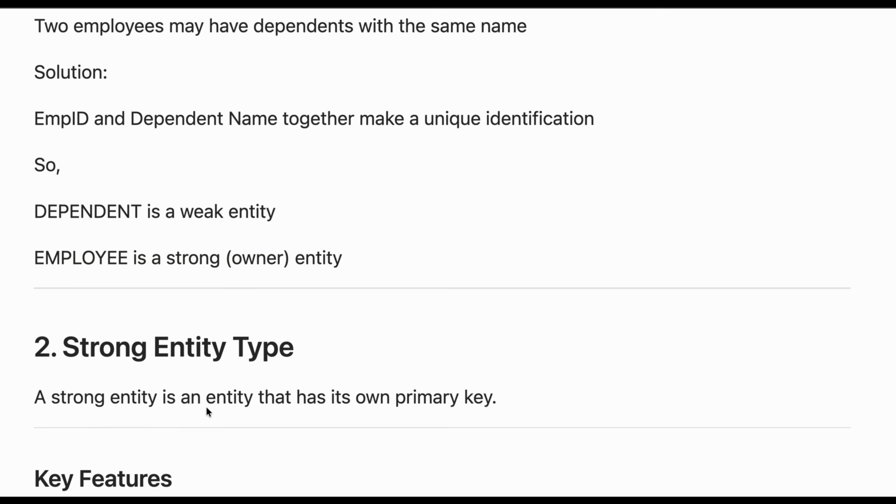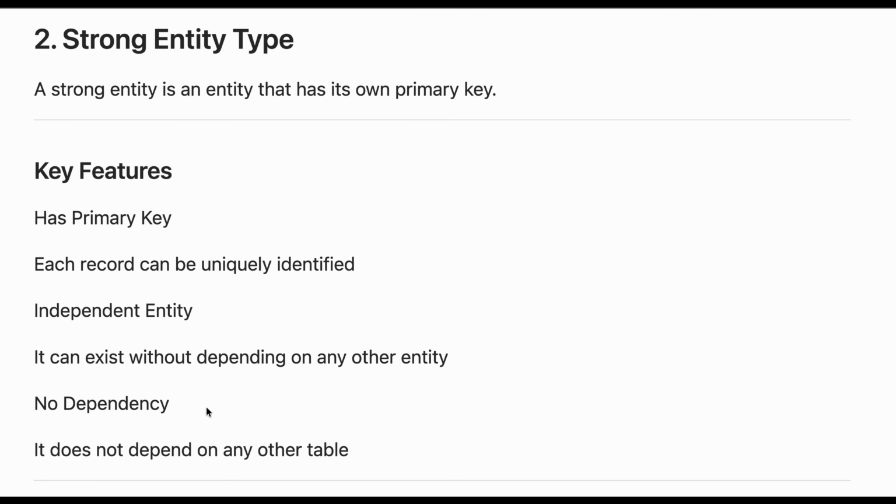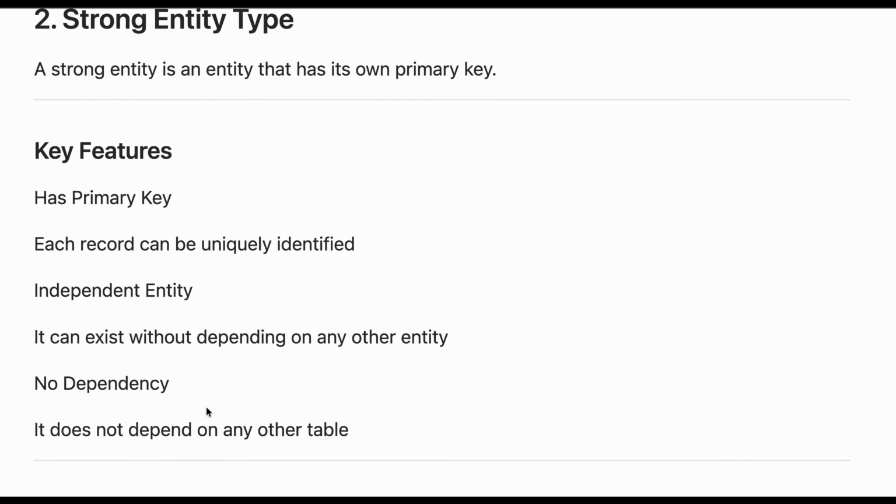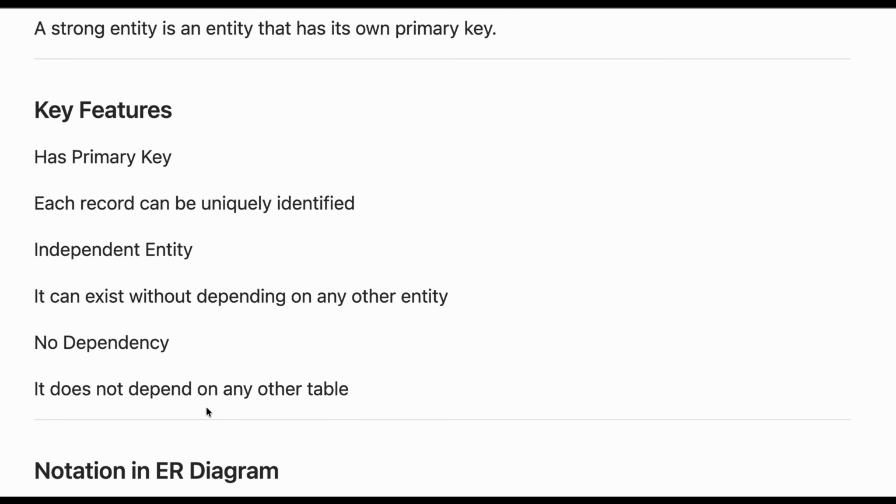So now we are moving towards strong entity. A strong entity is an entity that has its own primary key. It can be uniquely identified by its own attributes. It does not depend on any other entity. So this is a strong entity. These are the key features of it.